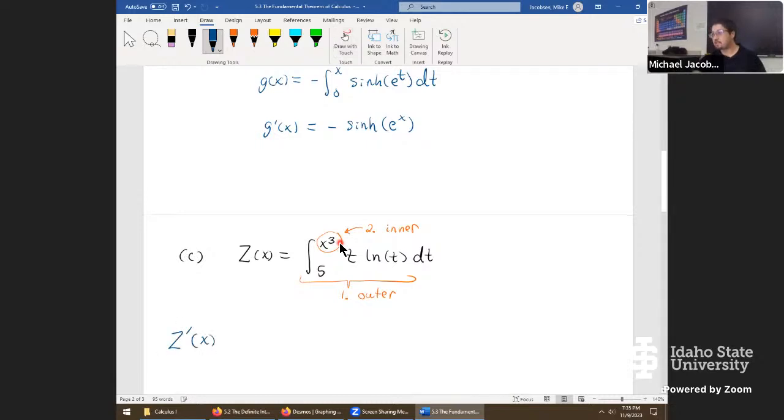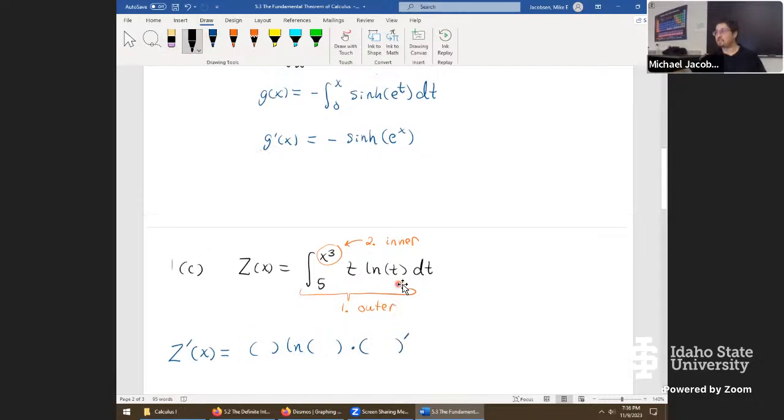Z prime at x is going to be, first, let's do the outer function. Fundamental theorem of calculus says, take this right here, we're going to input something, and that's going to be the function. But we want a bunch of placeholders this time. We don't want to write down t at all. So we'll put in a placeholder for t, natural log of another placeholder. Then we go to step 2 here and multiply by the derivative of the inner function. So times the derivative of something.